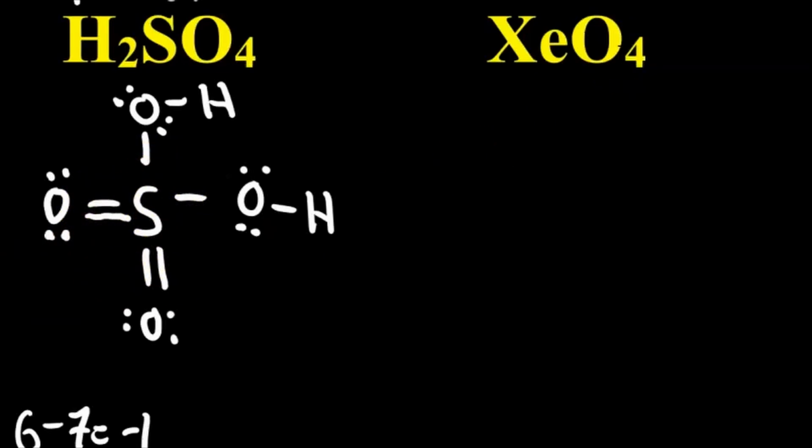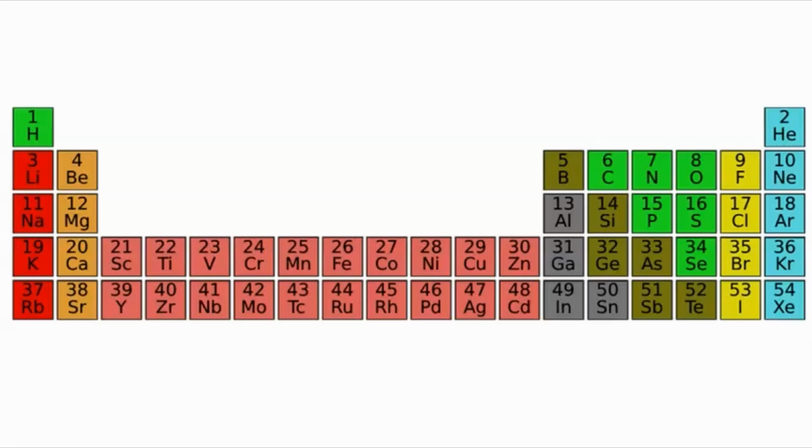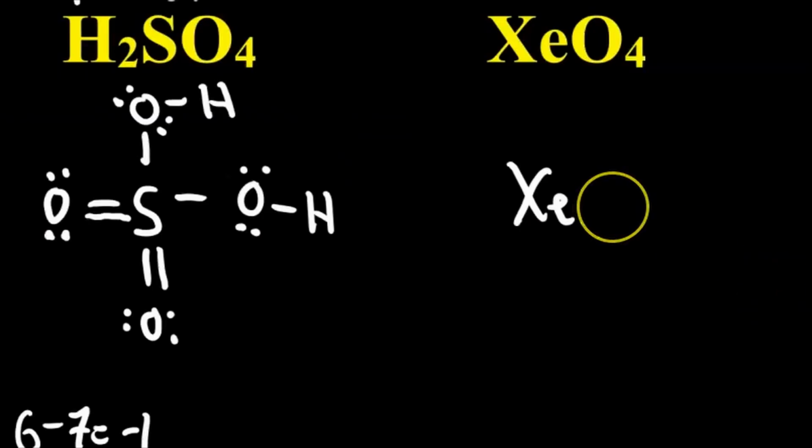Okay, xenon tetroxide. So for xenon tetroxide, we have the xenon in the center. Now it's further to the right than oxygen, but it's so far down, and these noble gases are always going to be central atoms. It's so far down they can support the most number of bonds, and it's less electronegative than oxygen. So xenon is our central atom.